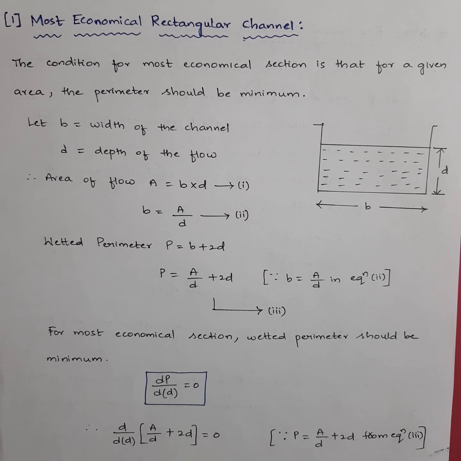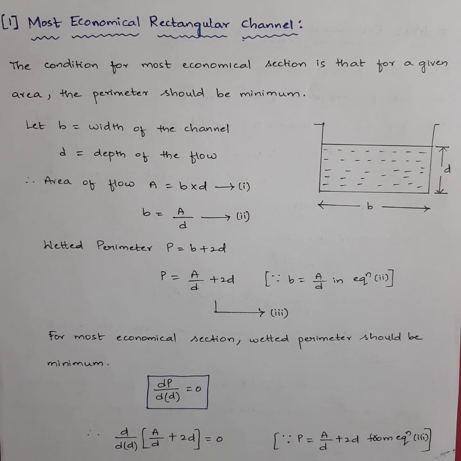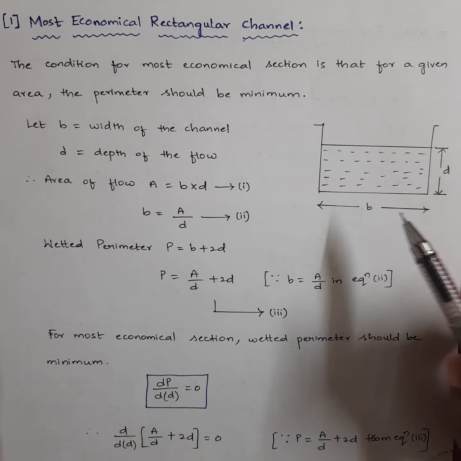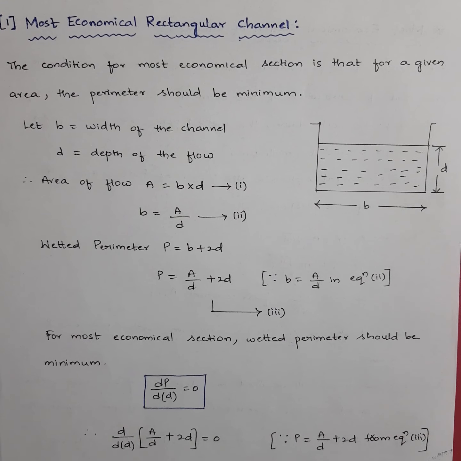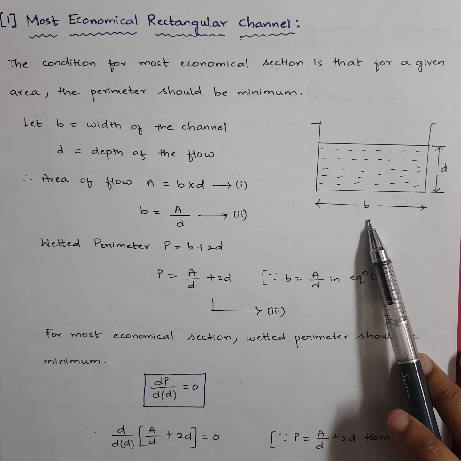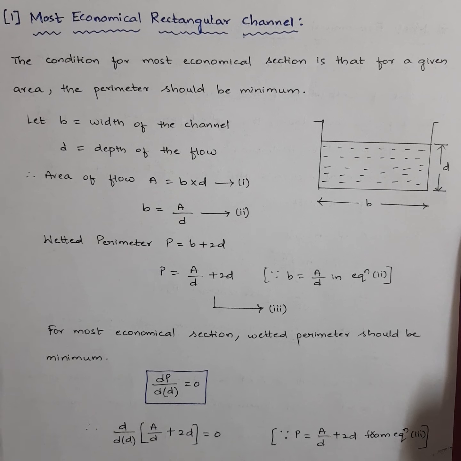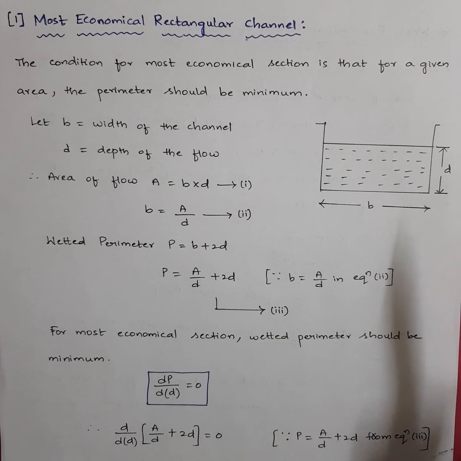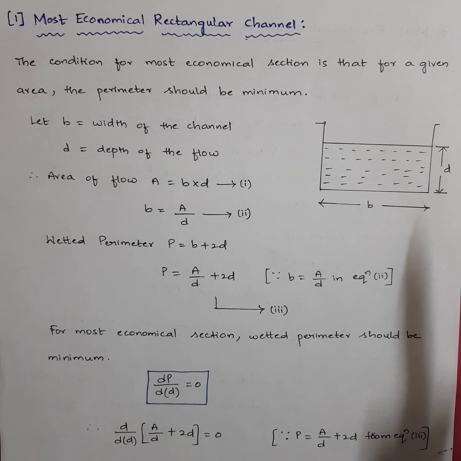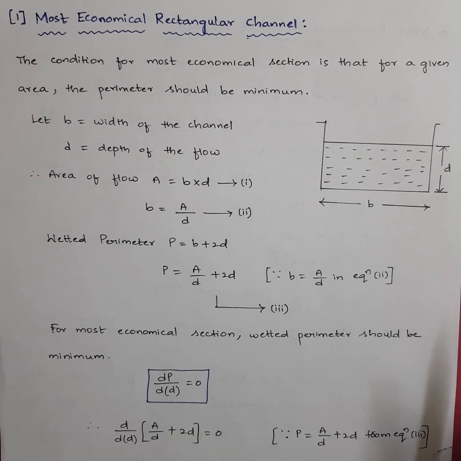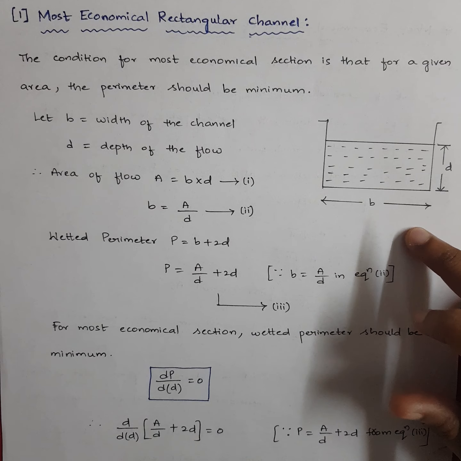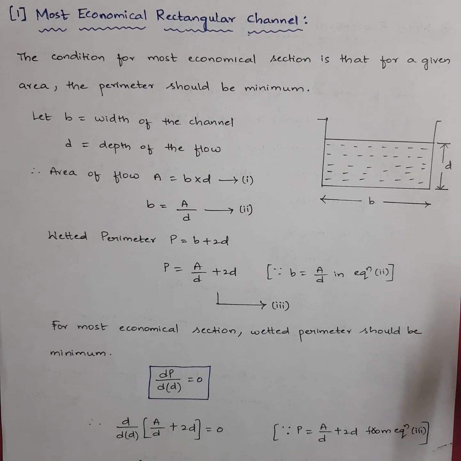So let's see the first one, most economical rectangular channel. So see the diagram. I have picked a rectangular section of width B and the depth of flow is D in the rectangular section. Okay. Now I'll derive some most economical conditions for this rectangular channel. Means when this rectangular channel can become most economical is what we will be deriving right now.